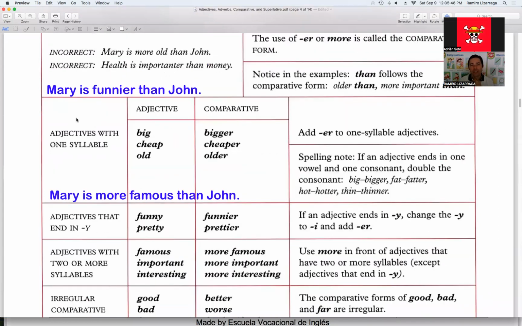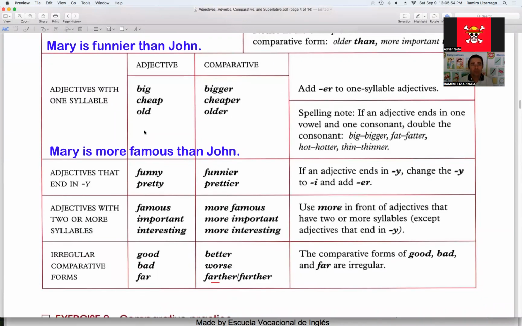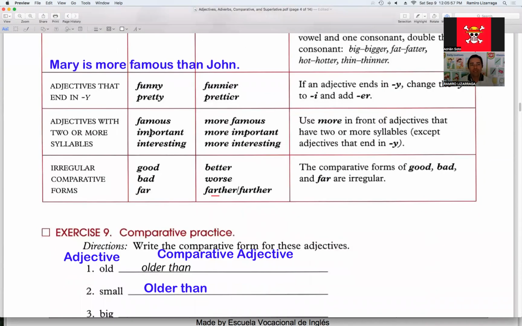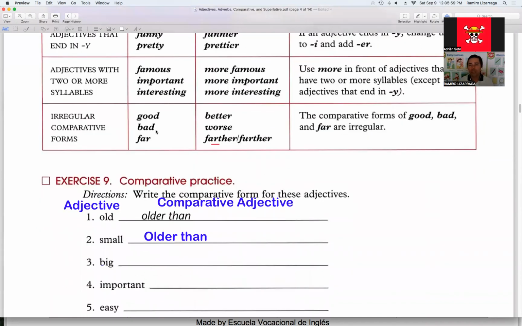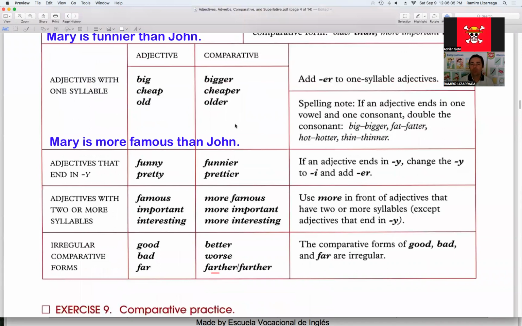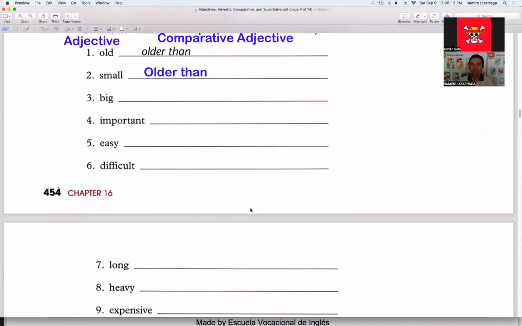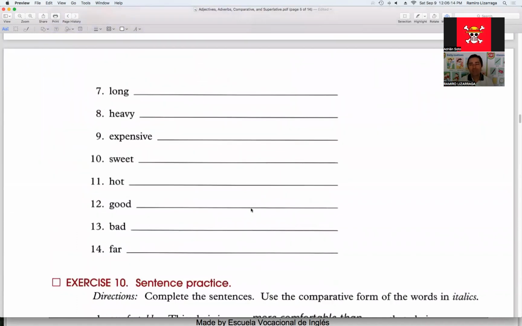Estudien las reglitas, o sea, estudien todo lo que estuvimos viendo, las diferencias entre adjetivos, los que tienen una sílaba, los que terminan con Y, los que tienen más de 2 sílabas, los irregulares. Péguenle una estudiada, la verdad, para que se les grabe más esto, ¿no? Cómo se modifican en su forma comparativa. Péguenle una estudiadita para que se les quede y lo puedan memorizar, ¿no? Los idiomas es de memorizar, chicos.